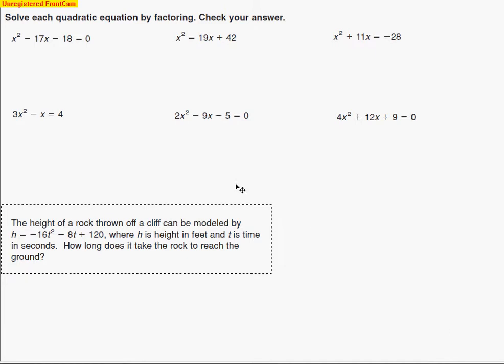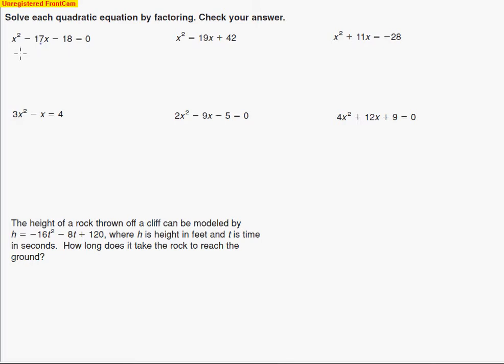Today's lesson is an extension of what we did yesterday, so the problems will just be a little bit tougher. There'll be another one of these projectile problems as well that we'll be continuing to work on, and so let's take a look at these problems. They ask us to solve quadratic equations by factoring, and then we're going to check our answer as well.